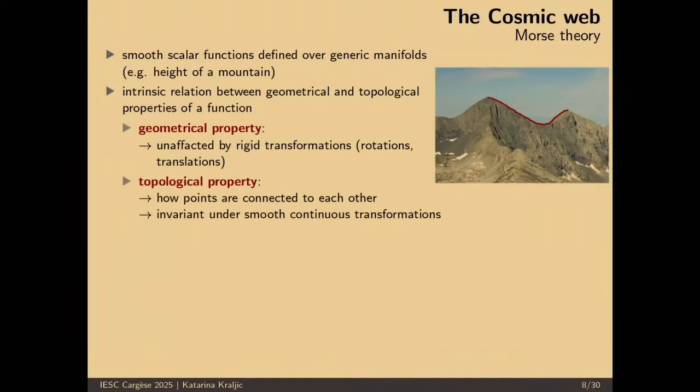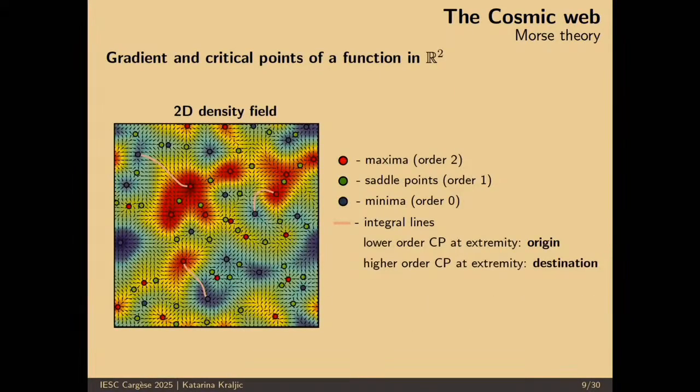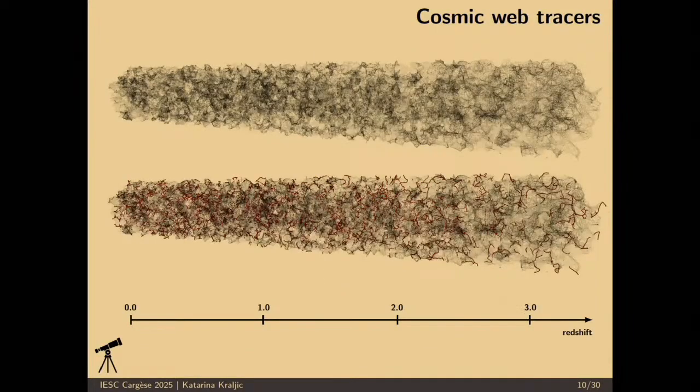So I think I will skip this. I already said that, so just one illustration in 2D. Here is a density field in two dimensions. You have in red the maxima, in blue the minima, and in green the saddle points. And what you see, these arrows, is the direction of the gradient, the flow of the gradient. In fact, these integral lines are tangent to the gradient at every point. So this is a very simplified version of the basis behind all that mathematical framework. Okay, so what do we do in real life?